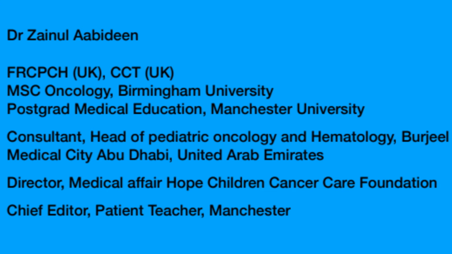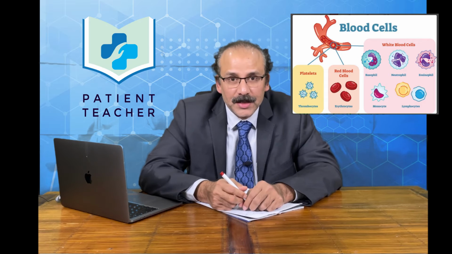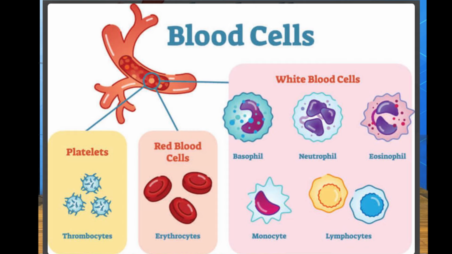Before I talk about detail about blood cancer in children, I would like to briefly explain basics of blood cells, blood stem cell and bone marrow. You can see the picture. There are three types of blood cells: red blood cells, RBC, white blood cells, WBC, and platelet. Role of RBC is to carry oxygen to various parts of the body, and role of WBC is to fight against infection, and role of platelet is to prevent bleeding.